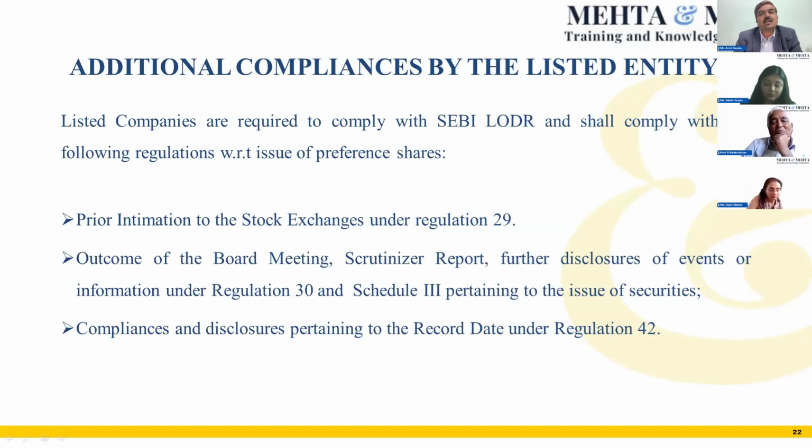A scheme of arrangement is not required for changing the terms. Maybe the CCPS was earlier of 10-year tenure with a coupon rate of 10%. Now you want a 6% coupon rate and a tenure of 15 years, after which, or maybe you are changing the put or call option. There could be other things also, but I don't see any reason why we need a scheme of arrangement to change one CCPS into another kind of CCPS.